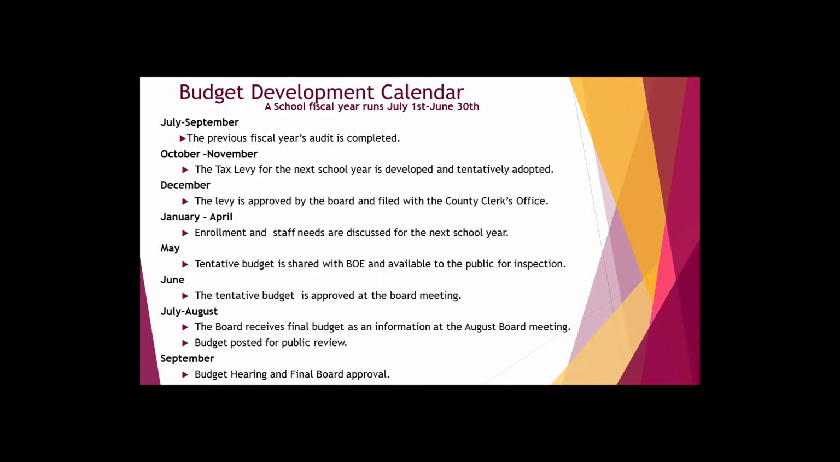A lot of times we don't know from the state and federal perspective what our amounts really will be, so those are tweaked when grant amounts come in July and August. Then the budget is given to the board in August for information and posted out for public review for 30 days, and then it goes to the board for action in September and is adopted, and then submitted to the State Board of Education.